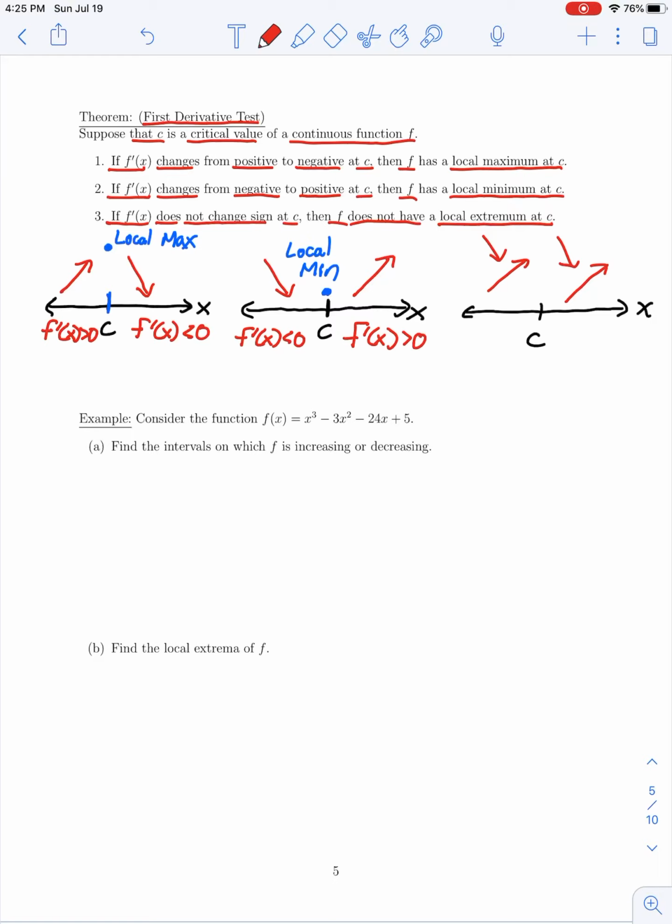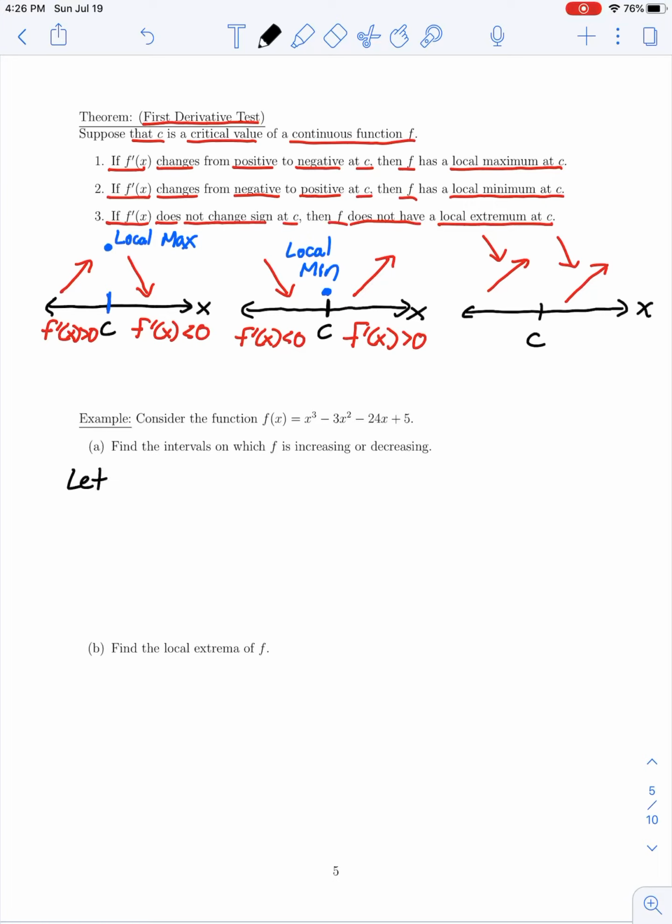So let's look at some examples where we will combine determining the intervals of increase or decrease for a function, along with this first derivative test to determine where our function has its local maximum or minimum values. So in this first example, we have the function f of x is some polynomial, and in part A, we're supposed to find the intervals on which the function is increasing or decreasing.